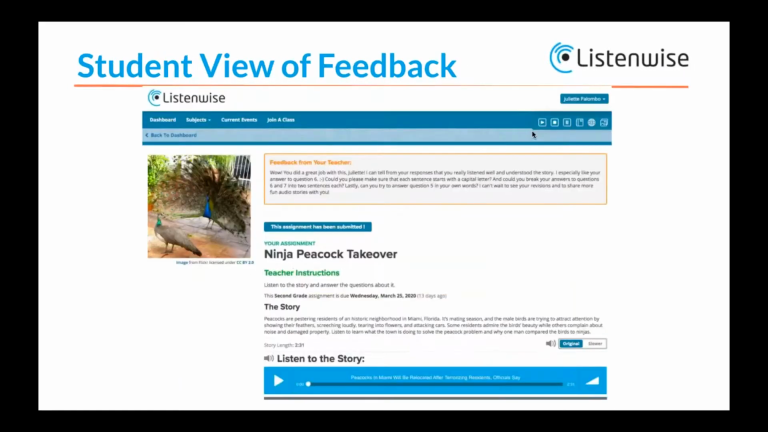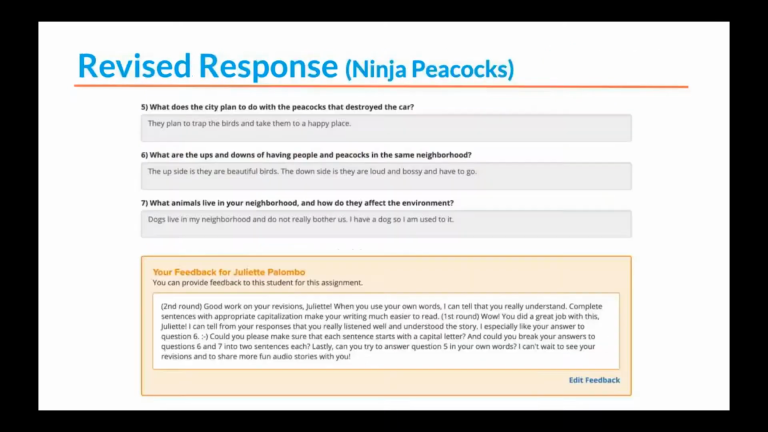So this is what she sees then. My comment shows up right at the top of the story with my request for revision. And then if you go to the next one, you'll see she changed her response to question 5 as requested, and I added new feedback at the top. I said, I can tell that you really understand when you use your own words, and that again positively reinforced her fixing of her complete sentences because it makes it easier to read.